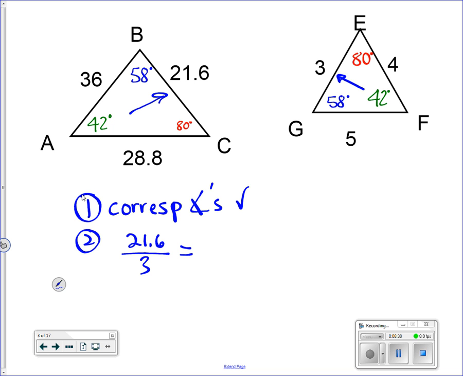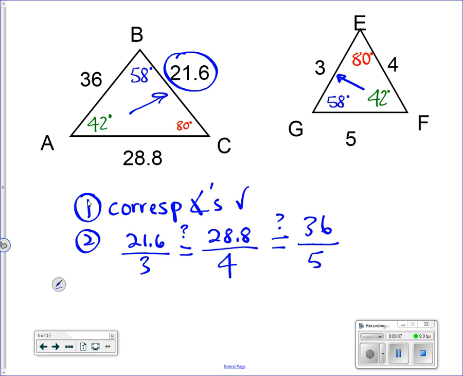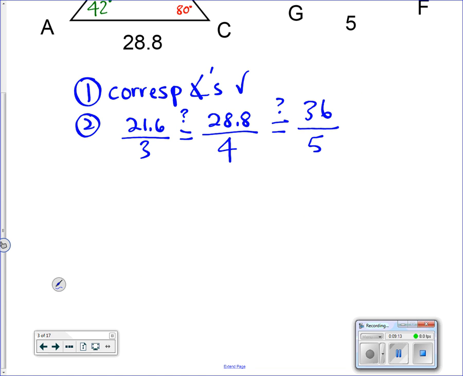The way I like to do it, if the information is there, is that I know 21.6 is the smallest side over on this triangle. So it has to match up with the smallest side over here. The largest side over here has to match up with the largest side here if we have any hopes of these triangles being similar to each other. So let's just continue to match up. I got 28.8 over the next largest side over on the right of 4. And then we're going to check to see if that's equal to 36 on the left over 5 on the right. Okay, so we're just looking to see if these are similar. Now there's several ways that you can check this. You're checking to see if these fractions are the same.